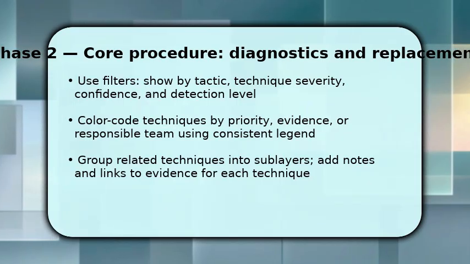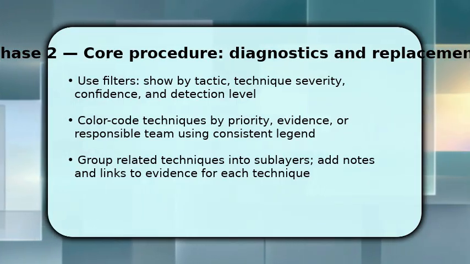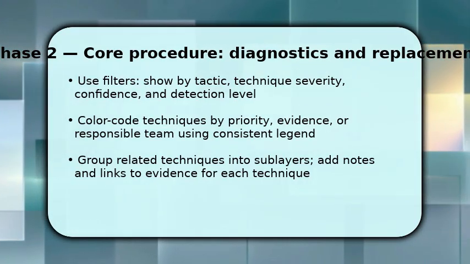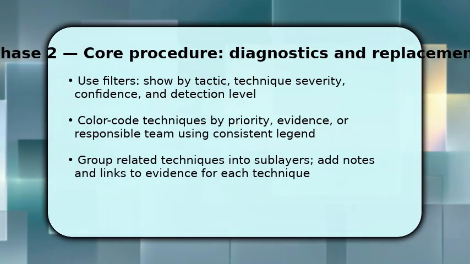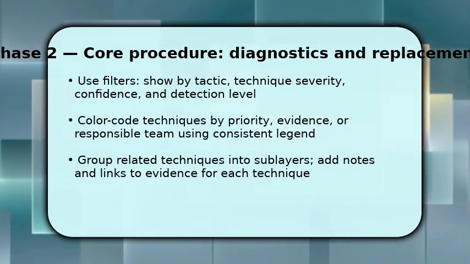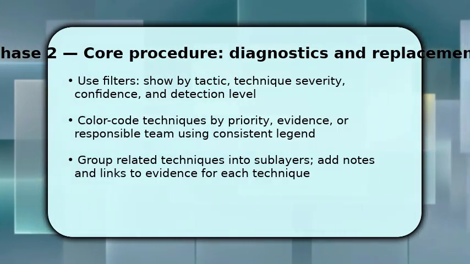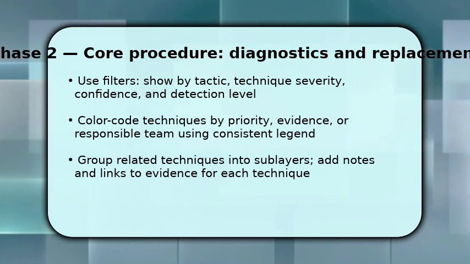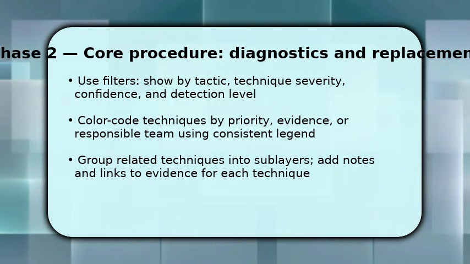Make sure to group related techniques into sublayers so you can toggle contexts and add concise notes or links to evidence for each entry. This step-by-step tagging translates raw data into actionable items, and it makes the Navigator a living plan rather than a static checklist.